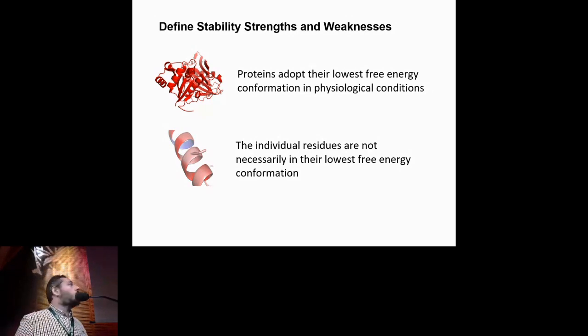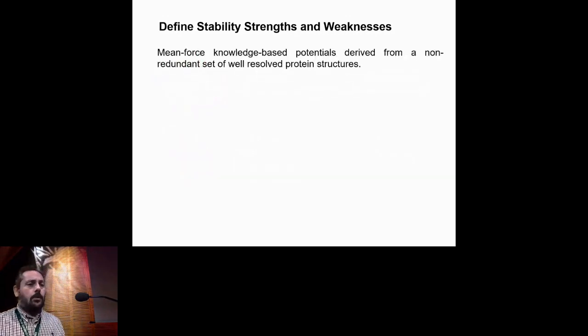In other words, we can have some residues that are happy to live in that conformation and so contribute positively to the global folding free energy, while there are other residues that are not so happy to live in that conformation and do not contribute to the global folding free energy. So how do we quantify this notion of stability strength and weakness? We use the formalism of statistical potentials.